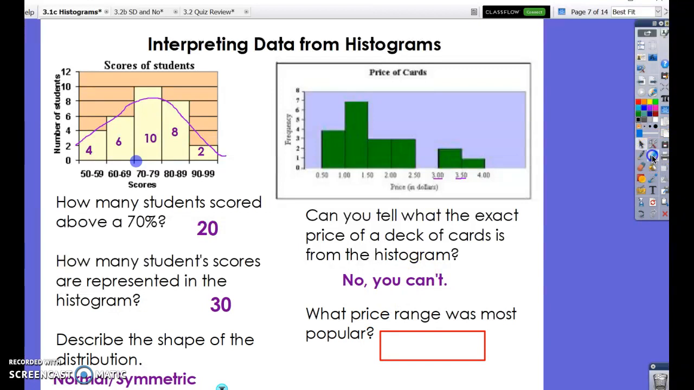What price range was the most popular? Well, again, we're just looking at that tallest bar, so it looks like it was $1 to $1.50.